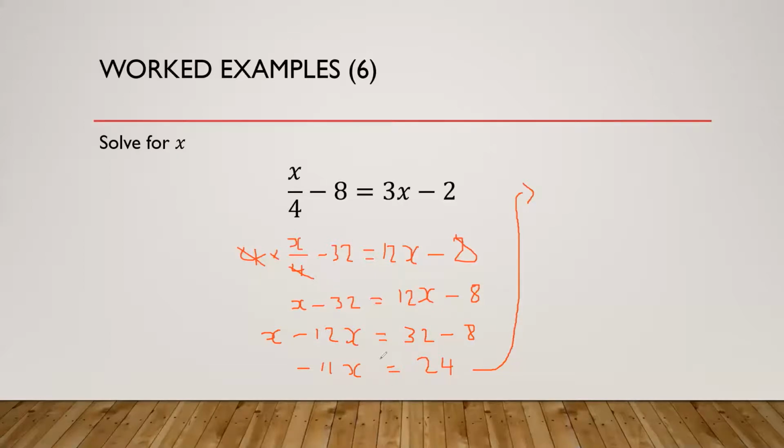Now, in order to isolate x, I've got to divide both sides by minus 11. If I divide this side by minus 11, I end up with x. And I divide that side by minus 11, I end up with minus 24 over 11. That is the solution, minus 24 over 11. Now let's do it the other way. We'll get the same answer.